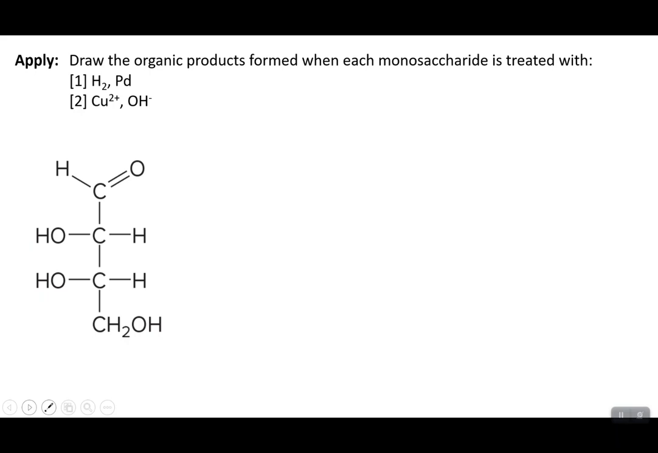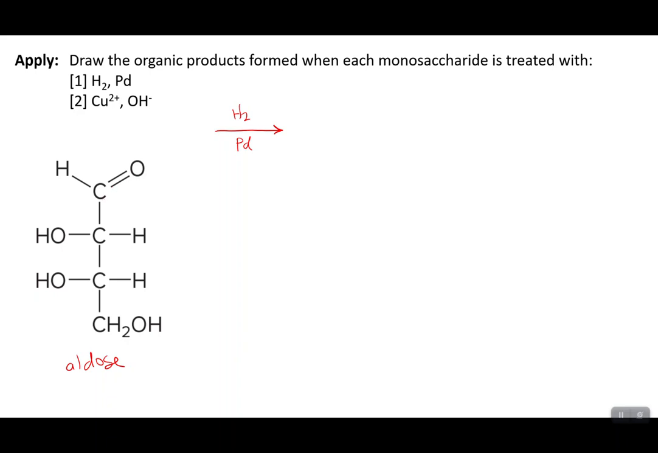In the first one, we are going to do H2 and Pd. So if I have hydrogen and I have palladium catalyst, this means I'm doing a reduction reaction. So I will write H2. Okay, so if I am reducing my aldose, I know this is an aldose, I have an aldehyde group up top. That means I am going to add hydrogens across this carbon-oxygen double bond.